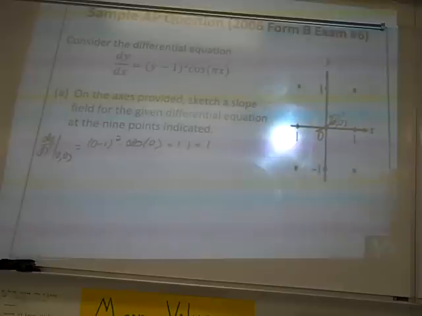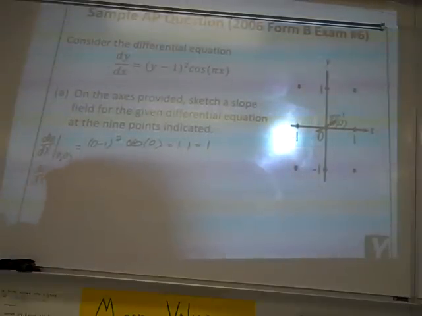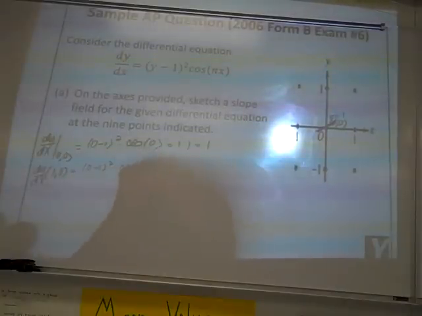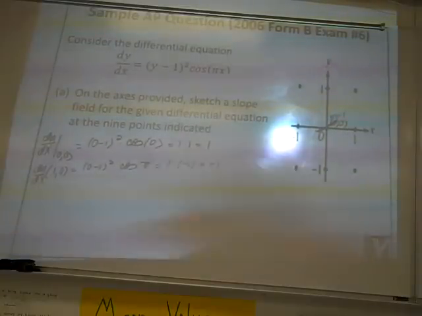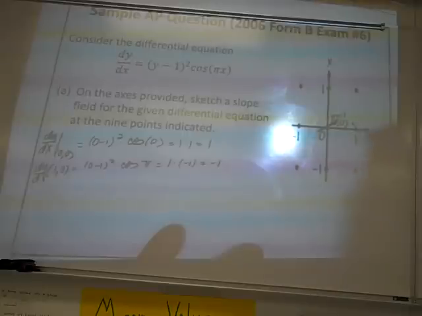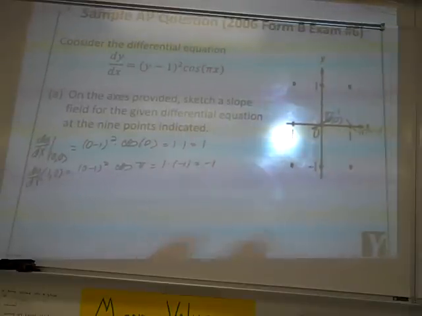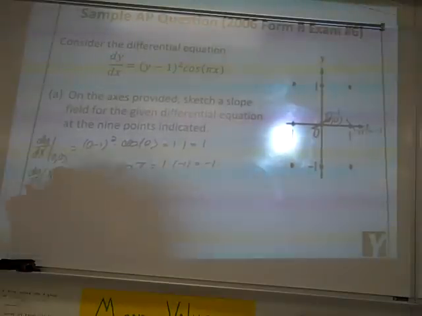Great. Do it again. Find dy/dx at (1, 0). Again, (0 minus 1) squared times cosine of pi times 1. That's cosine pi. We get 1 times negative 1, so negative 1. At this point, I'm going to draw in that my slope is negative 1. Great, a decreasing line.